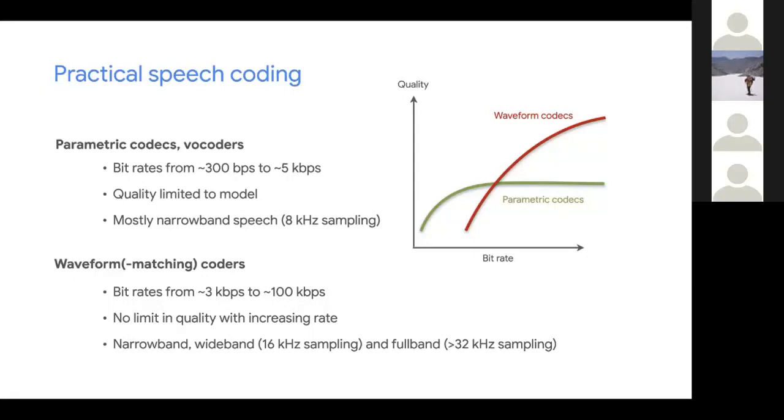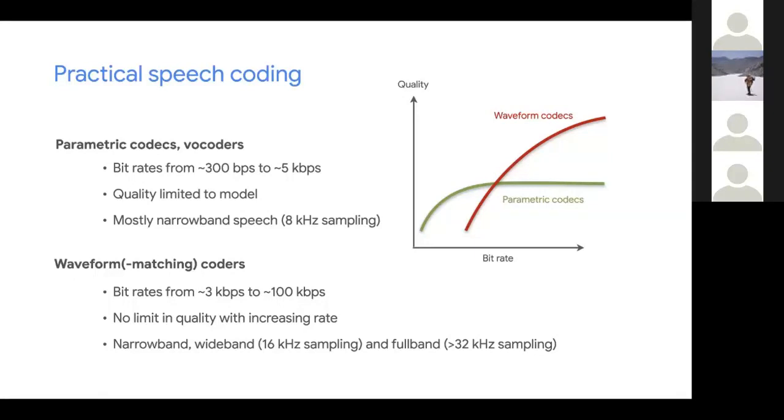And it could of course go up, because you have a model and you extract parameters. And then of course, if you quantize them with infinite bits, you can go as high as you want, but it doesn't really matter, because it will never sound better. The quality is completely limited by the model. It doesn't matter how many bits you give it, because the model is restricting.